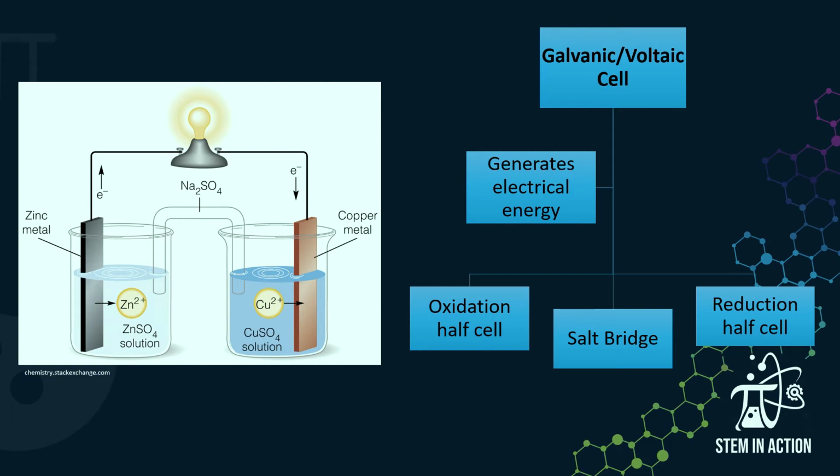What do we need for a galvanic cell to be complete? We need an oxidation half cell, we need a reduction half cell because they go hand in hand, and these two are separated by a salt bridge. So what we're going to do now is analyze what happens in the oxidation half cell, what happens in the reduction half cell, and then also the importance of the salt bridge.